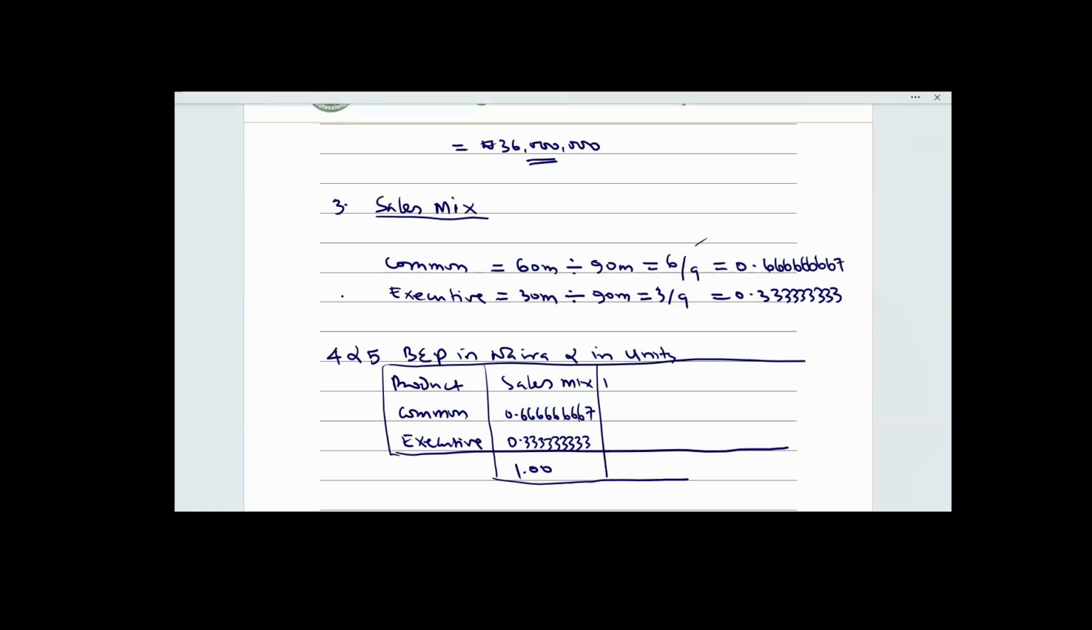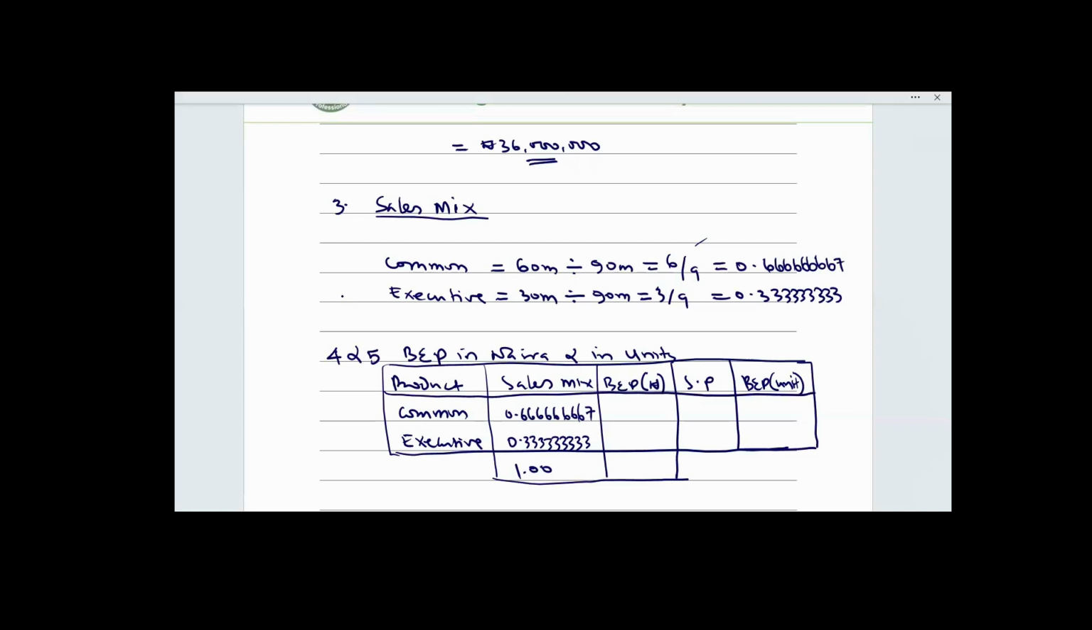Then we are going to have break-even points in naira. Then we have selling price per unit. Then finally, we are going to have break-even points in units. Okay, so that's that. Let me complete my table.